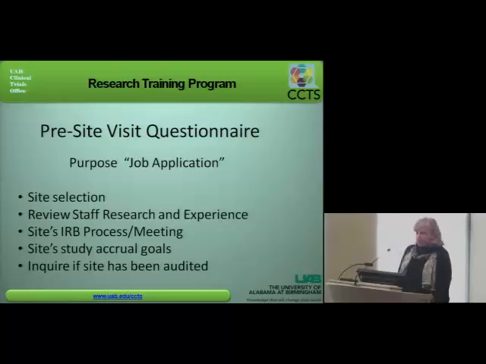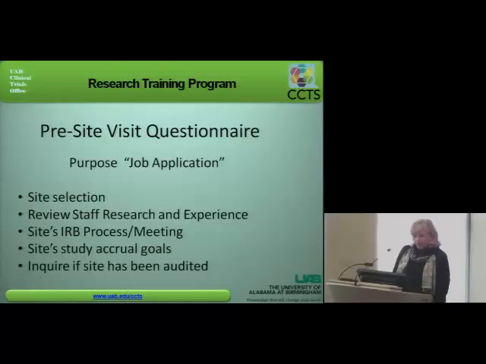They review the staff research and experience. A lot of times they'll look for the type of training that your staff has. Do you have the IATA training that you need to ship labs? Do you have the GCP training, the ICH training, IRB training, just the basic training? Does all your staff have the things that they're looking for in the study?